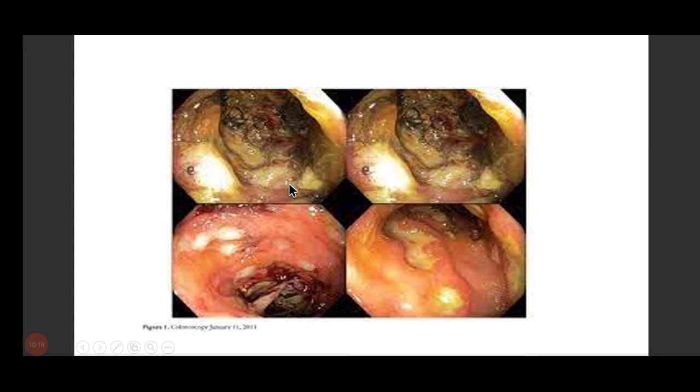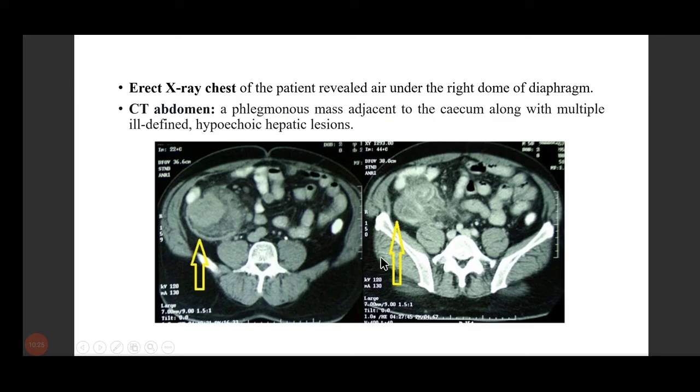Then this is the mass. Can you see? This is such a big mass in the cecum. On X-ray chest, the patient revealed air under the right dome of diaphragm. So, air under the right dome of diaphragm.